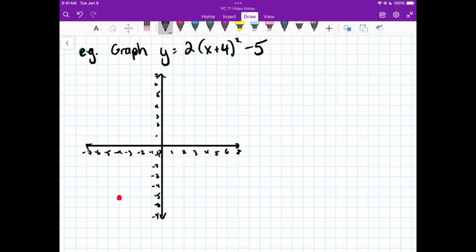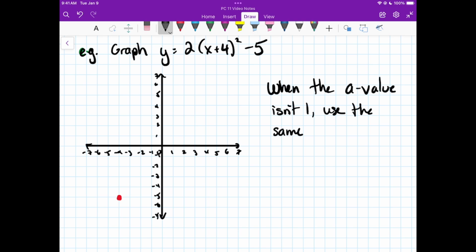To adapt for the A value, what we're going to do is we're going to take the same pattern, and we just have to do one small change. All we're going to do is we're going to take the vertical distances, so not the 1, 2, and 3, but the 1, 4, and 9, so the thing that we've squared to get, and we're going to multiply those distances by whatever our A value is.